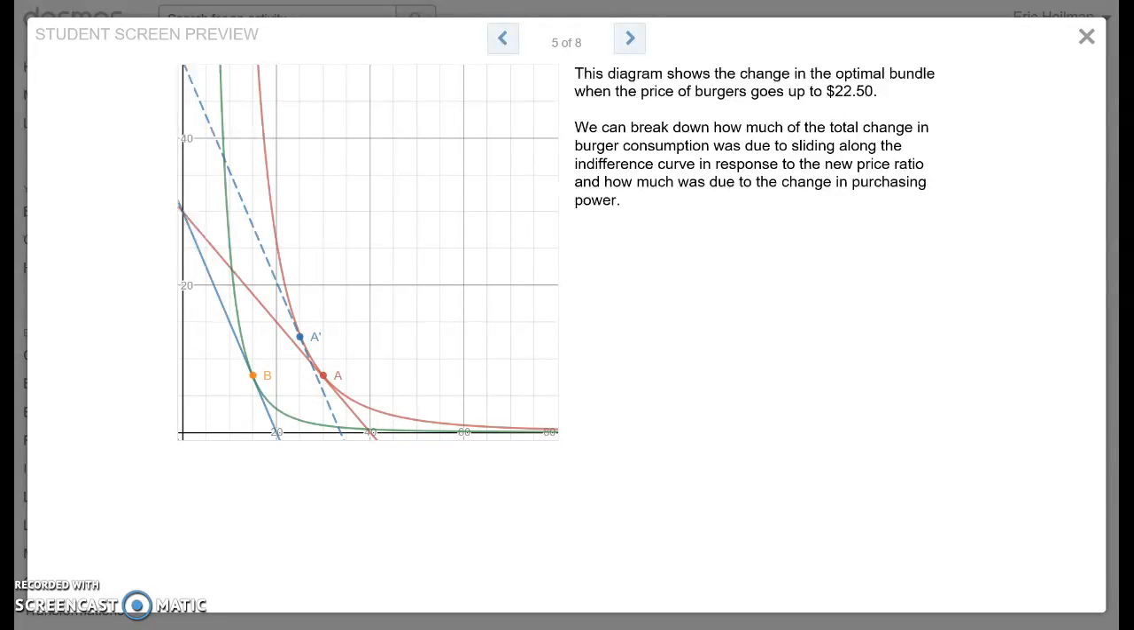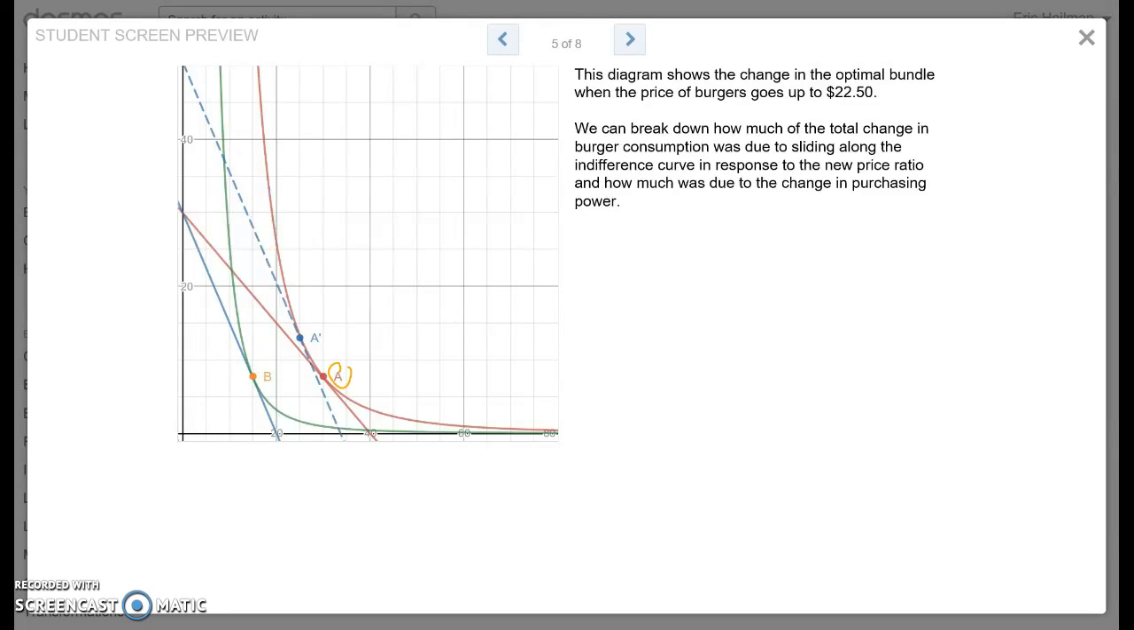Okay, so this is a diagram of how we can find the size of the income and substitution effects on a graph. So this is looking at one of the situations that we did earlier where the price of burgers goes up to $22.50. So initially we were at point A, the red dot. So we start here at point A, and then the price of burgers goes up to $22.50. So that sets a new, steeper slope for the budget constraint. And we already did this earlier. You draw the new budget constraint here.